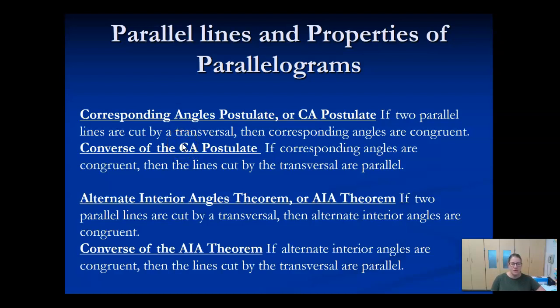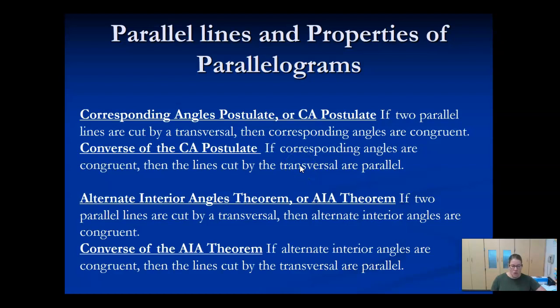So these are the more officially written theorems that we've learned. We've learned if two parallel lines are cut by a transversal, then corresponding angles are congruent. The converse of this postulate is also true, meaning that in the first one, if I know the lines are parallel, then I know the angles are congruent. The converse says if I know the angles are congruent, then I know the lines are parallel. So these are true in both directions.